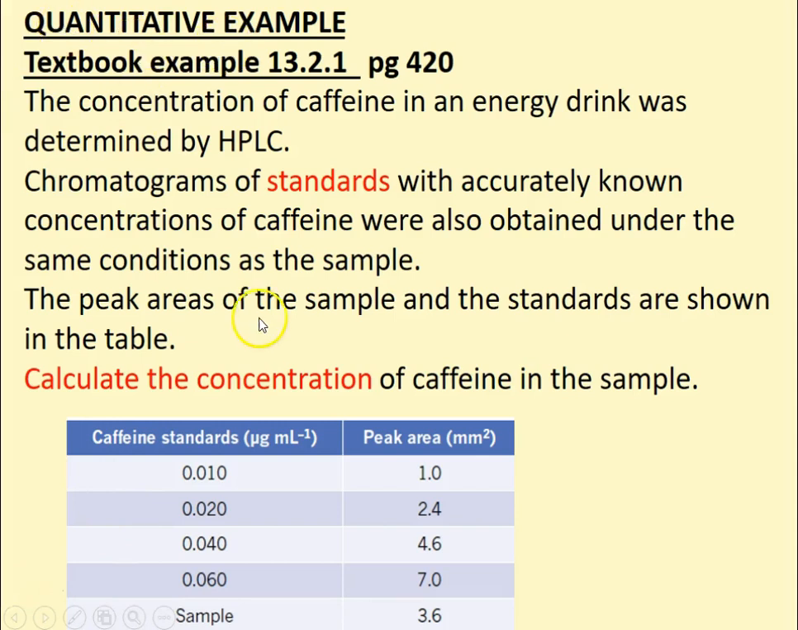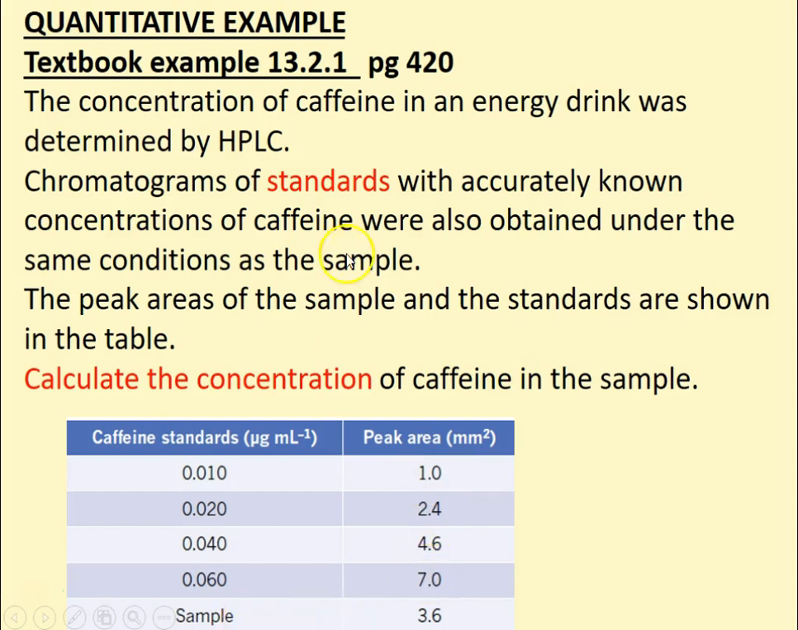Okay, so quantitative example now, working out how much. This is the example in your book. If you've got caffeine in an energy drink and you wanted to know what concentration of caffeine was in the energy drink, then you make up a standard graph with standards of caffeine. So concentrations of caffeine that you know how much they are. So if you used 0.1, 0.01, 0.02, 0.04, and 0.06 and ran those on a column and then measured the peak area that you got, then you could plot a graph of these.